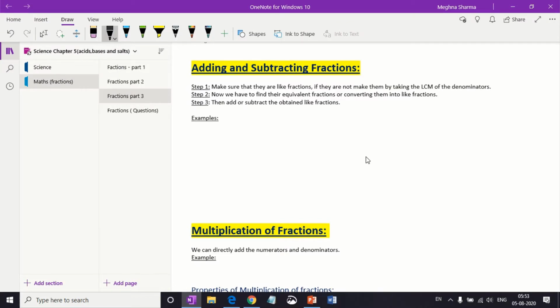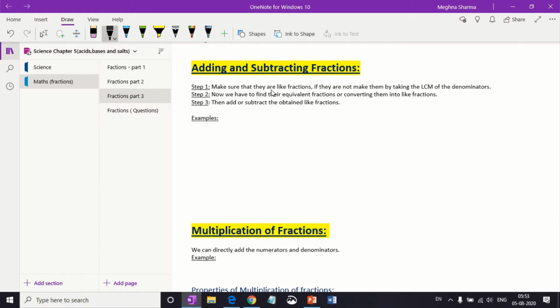Today we are going to see fractions part 3. In the last part we have seen how to convert fractions and equivalent fractions. In this video we are going to learn adding and subtracting fractions, multiplying fractions and dividing fractions. First, adding and subtracting fractions.